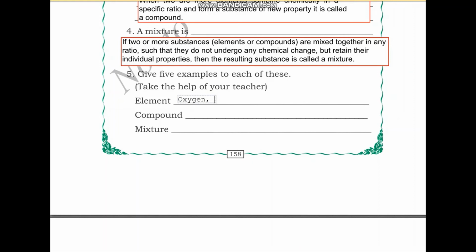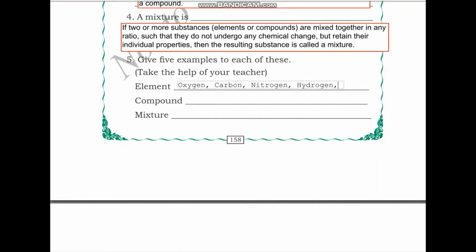Other elements that we have learnt about include carbon, nitrogen, hydrogen, gold, and iron also is an element. And we also learned that there is an artificially occurring element that is prepared by us. So you can think of that example and write it down here.